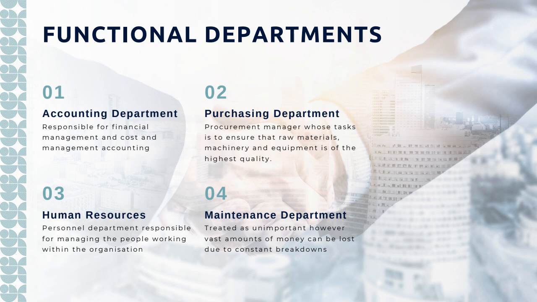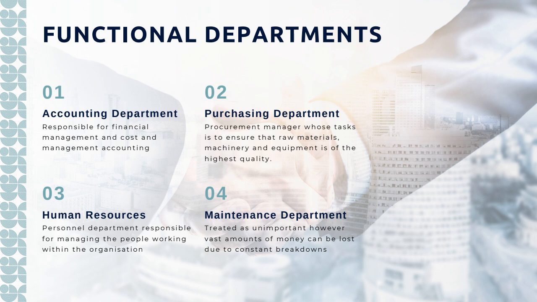Number two is your purchasing department, or your procurement department. Their basic task is to ensure that the raw materials, machinery, equipment, etc., are of the highest quality that an organization can purchase. And they maintain sufficient stock of all of these items at any given time.